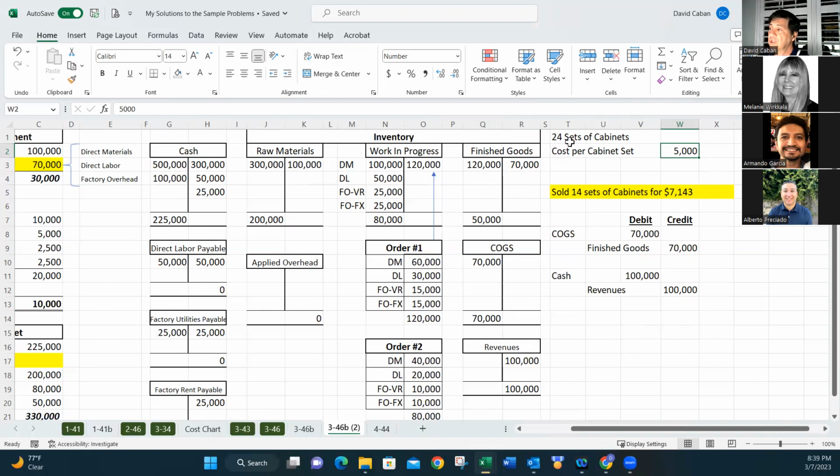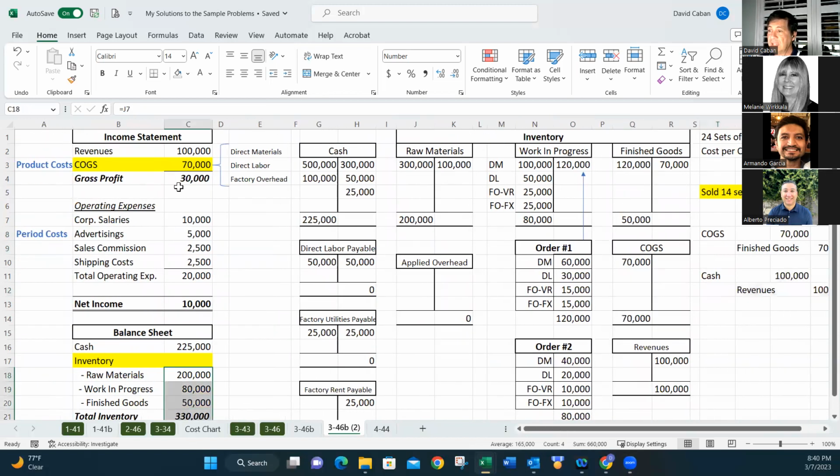You take the 120, you divide it by 24, and you know that your cost per cabinet is 5,000. You would have never been able to come up with that $5,000 had you not kept track of all of this, right? So when this manufacturer sells 14 sets of cabinets, they know that their cost is going to be 14 times 5,000, which is 70,000. And if they sell them for 7,143, their sales revenue is going to be 100,000. And so you can see how a manufacturing company must have a very good system to keep track of their costs, so that they can determine their inventory value and their cost of goods sold.